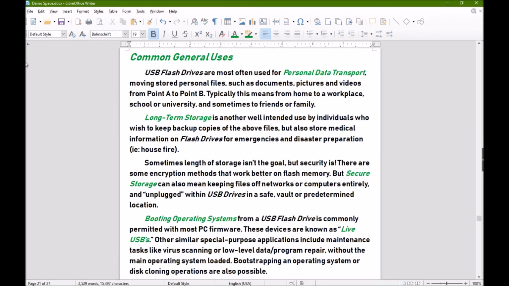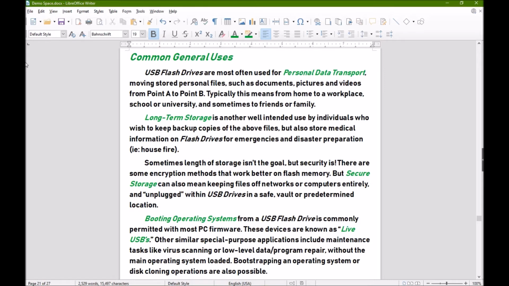USB flash drives are most often used for personal data transport, moving stored personal files, such as documents, pictures, and videos, from point A to point B. Typically this means from home to a workplace, school, or university, and sometimes to friends or family. Long-term storage is another well-intended use by individuals who wish to keep backup copies of the above files, but also store medical information on flash drives for emergencies and disaster preparation. For example, a house fire.